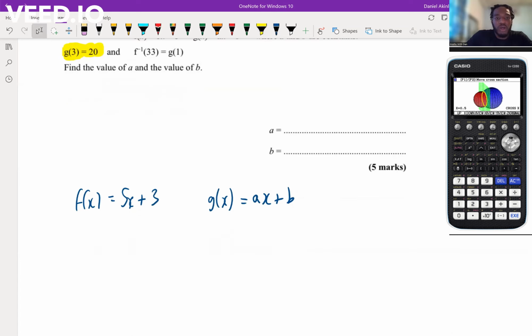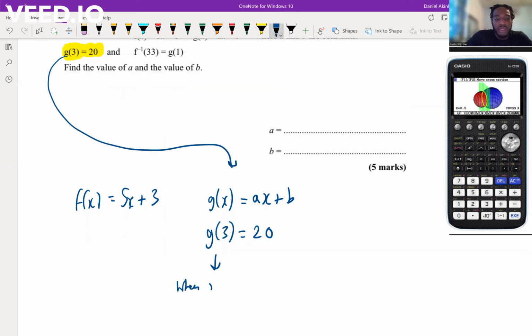So what you should do in this case is apply this to the formula. If g of 3 is equal to 20, this is telling me that when x is equal to 3, I get the output equal to 20.